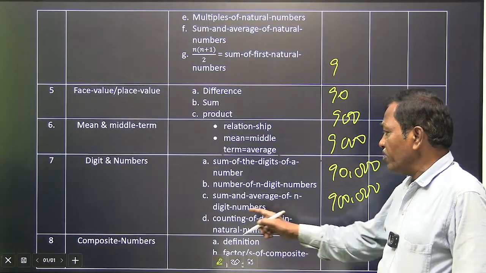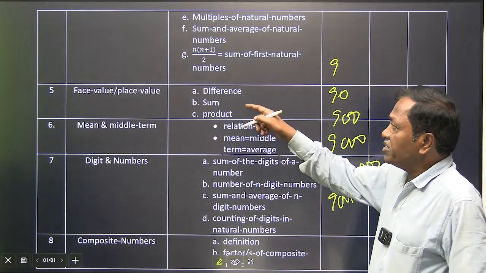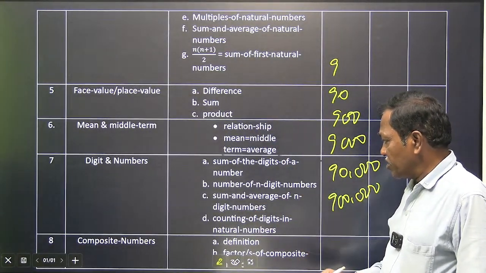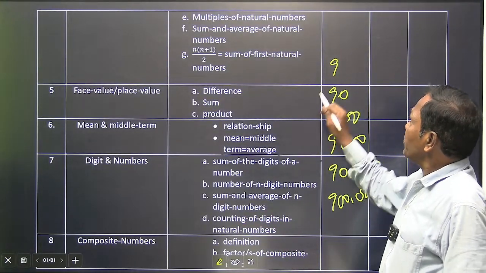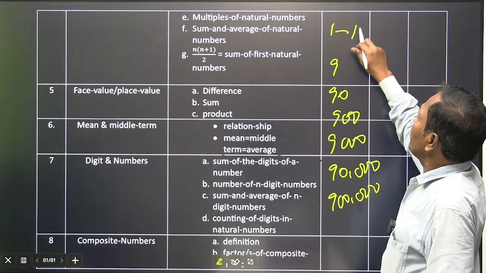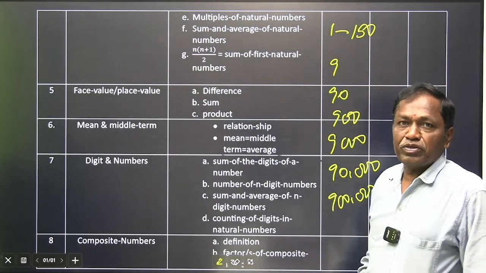And sum and average of n-digit numbers, I already discussed that in the previous topic. Okay. Counting of digits in natural numbers. Say for example, if you write numbers from 1 to 150, how many digits are used like that?